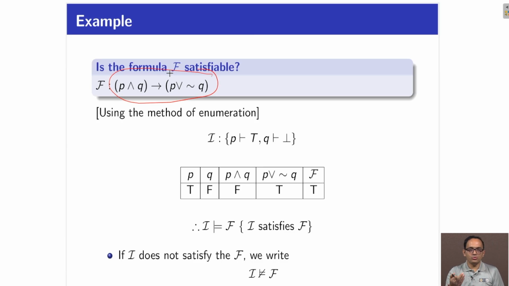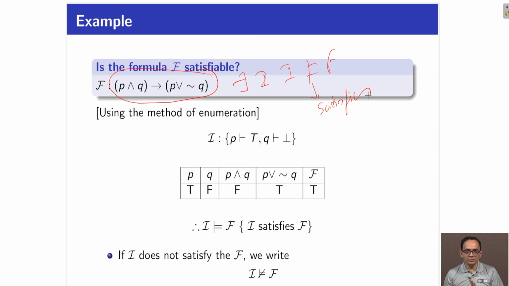Now let us say I have this formula. Usually the question that we are going to ask is whether the formula is satisfiable. What do you mean by satisfiable? That means there exists an interpretation under which the formula becomes true, such that the interpretation I satisfies the formula.